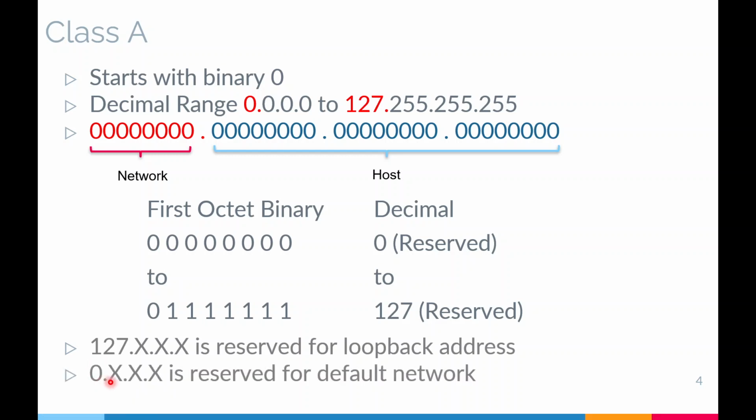Similarly, the 0.x.x is reserved for the default network. So the effective values of IP that we can have start from 1.0.0.0 in decimal, okay? So from 1.0.0.0 to 126.0.0.0. So that's the usable IP range in class A, and the rest of the IP range, this special thing, these are all reserved.